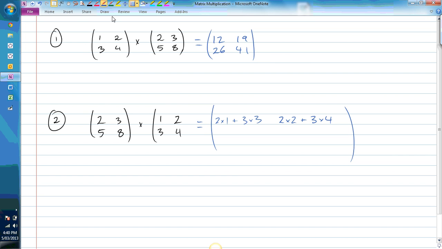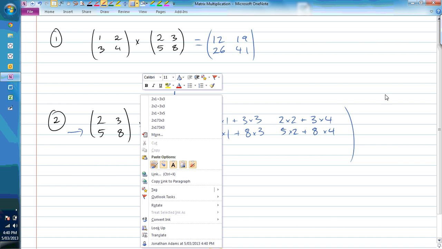Alright, the next element in my matrix, the bottom left corner, I get by doing second row with first column, 5 times 1 plus 8 times 3. And the last spot is going to be second row, second column for this bottom right element, 5 times 2 plus 8 times 4. And we'll tidy up here.